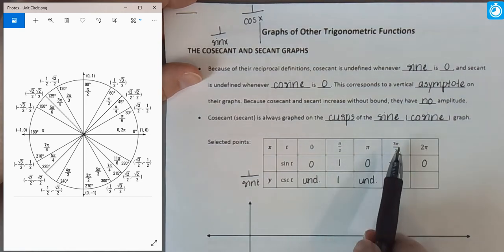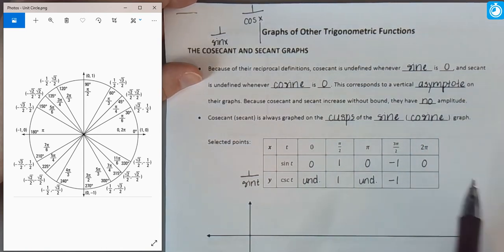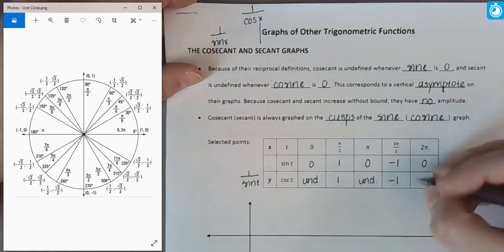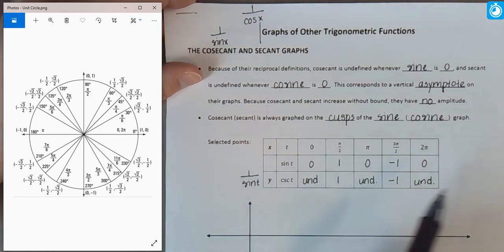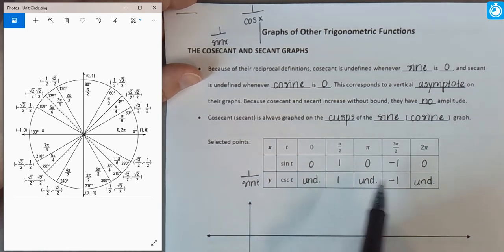Once we get to 3 pi over 2, 1 over -1 is going to give me -1, and then come back full circle to 2 pi when sine is 0, 1 over 0 is going to be undefined. So this table is slightly misleading. It makes it look like there aren't going to be actually many points on the cosecant graph, and that's not actually going to be the case.